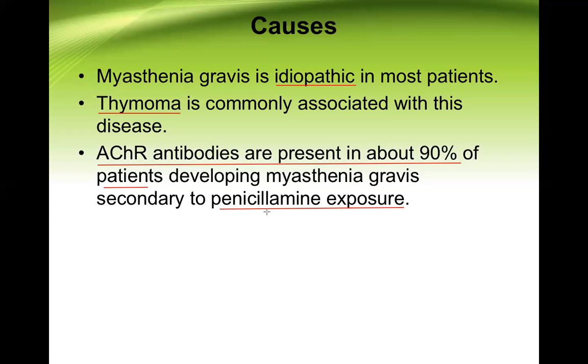Which type of drug is this? Sir, it is a copper chelating agent, an antidote for copper load conditions. We use it in Wilson disease. Excellent. This is known as a copper chelating agent, and it is used in the treatment of Wilson disease. So it may be associated with myasthenia gravis by forming anti-acetylcholine receptor antibody.